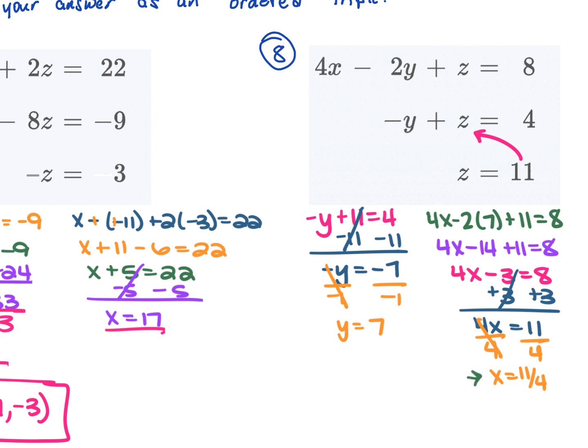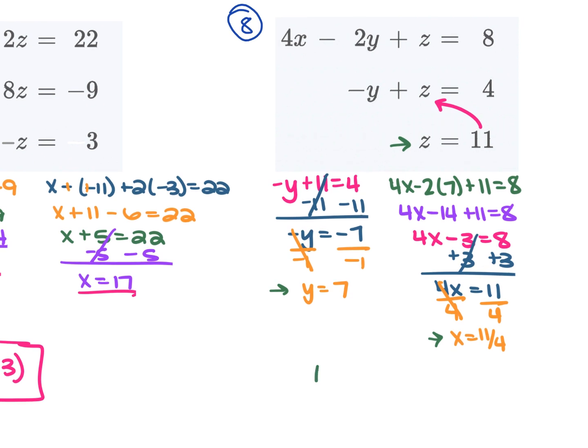So we have an x, a y, and a z. So we write it in the form of x, comma, y, comma, z to give us 11/4, comma, 7, comma, 11.